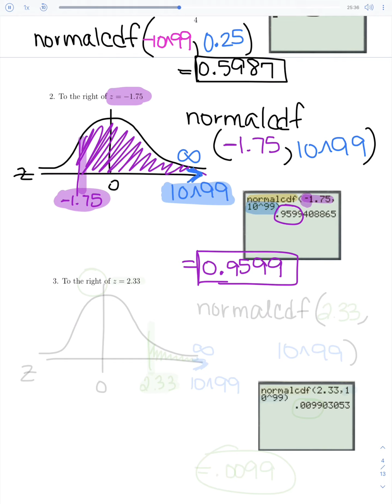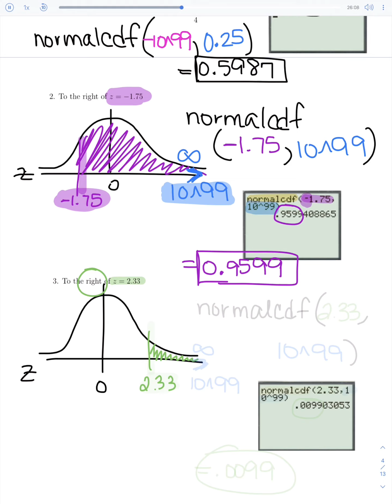Let's take a look at number 3. On number 3, we're going to do the same idea. We're going to draw our normal curve because we've got Z's again. Again, as a reminder, 0 always goes in the middle. This time we're looking at wanting an area to the right of Z equals 2.33. Well, 2.33 is quite a bit bigger than 0, so we'd be down here somewhere. And then the area to the right means something like this. So it should be a pretty small value that we're looking for.